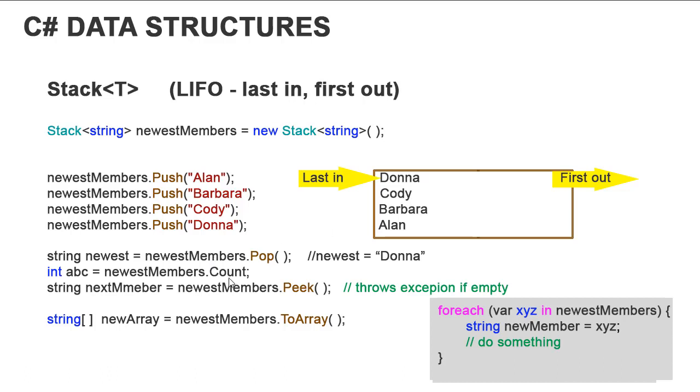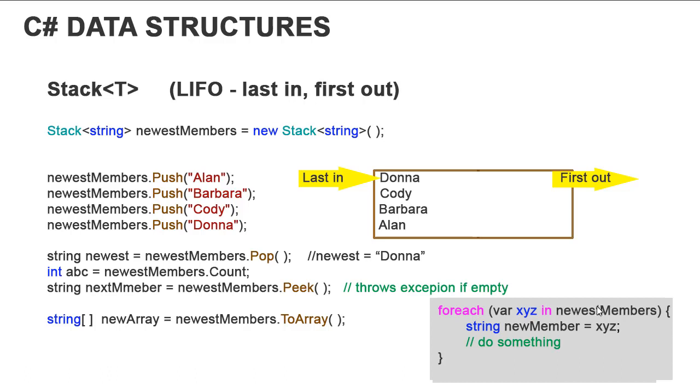We can use the count property to find how many items are in the stack, as well as using the peek method to see if there are still items left in that stack or what the next item would be. And then we can also convert the members of the stack to an array.